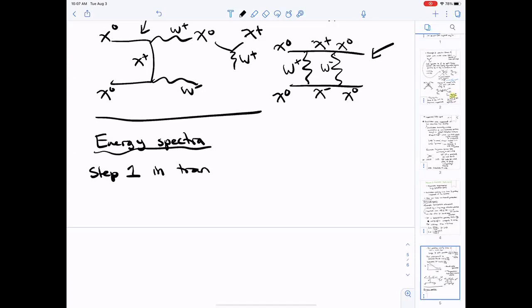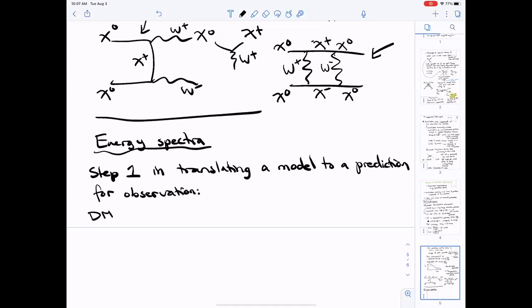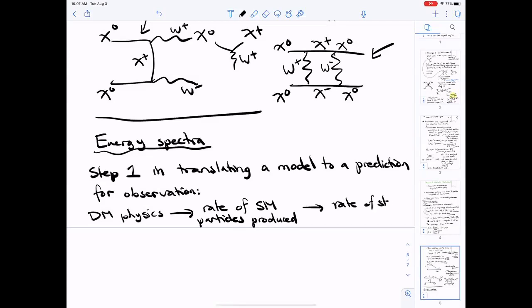So step one in translating a model to a prediction for observation: we'll take our DM physics, which will predict some rate of SM particles produced, but then we need to know from that what the rate and spectrum of stable SM particles is.